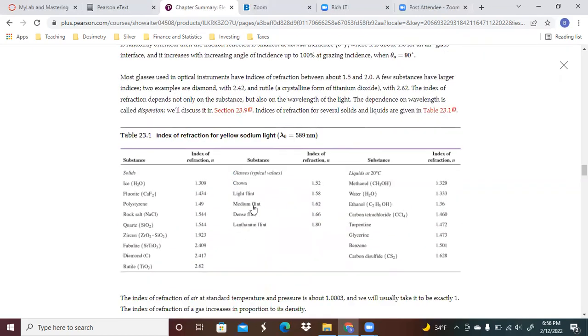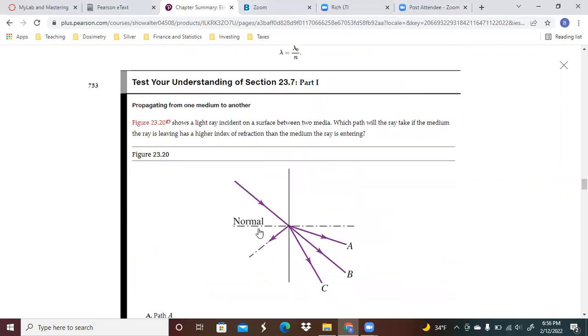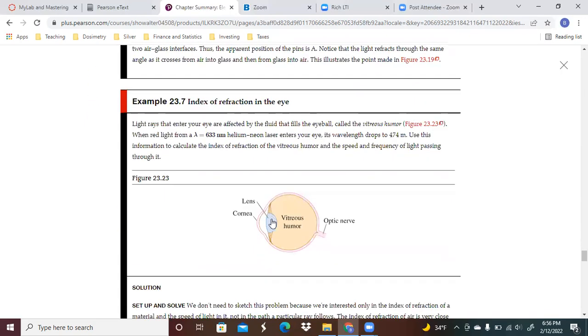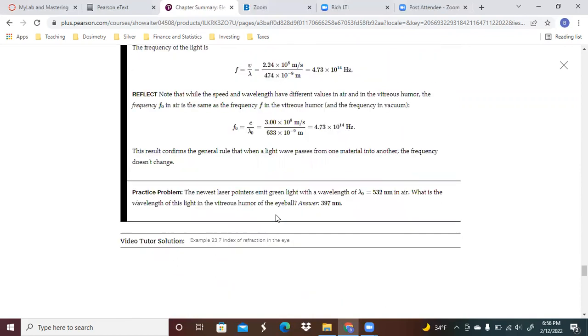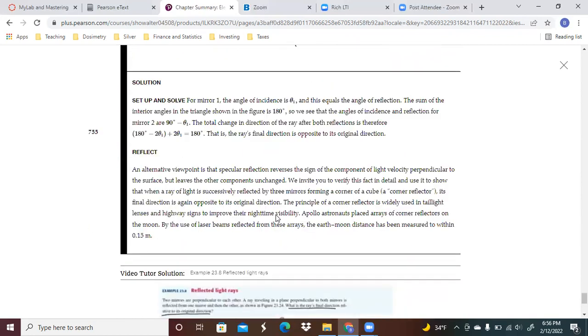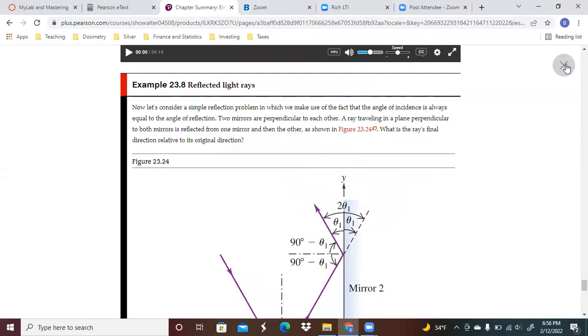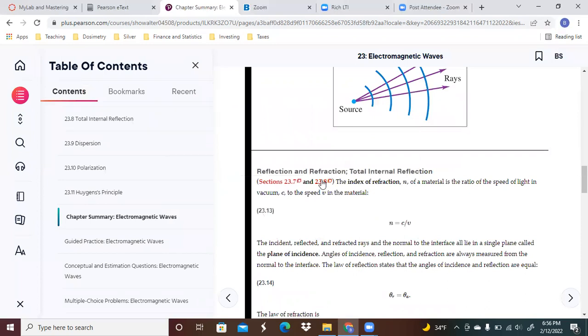You can see the index of refraction for yellow sodium light in all of these different types of materials. So that's a very basic description of what goes on as far as light in its interaction with different surfaces. There are several other problems here that you can go through. I encourage you to do that. Now, let's take a look at 23.8.